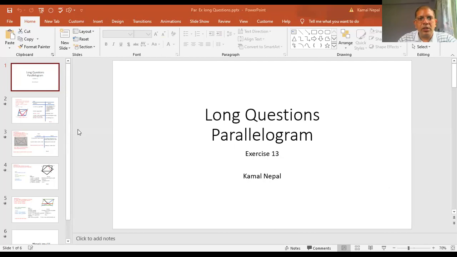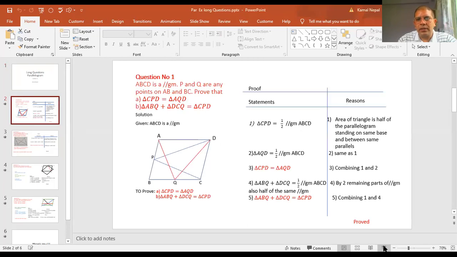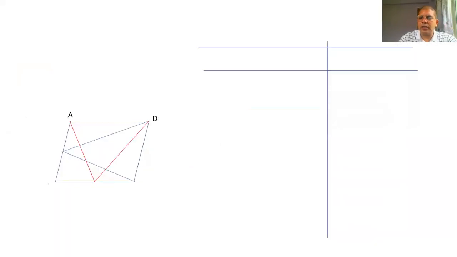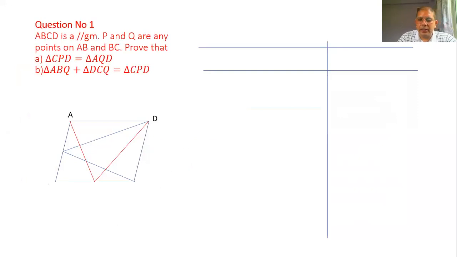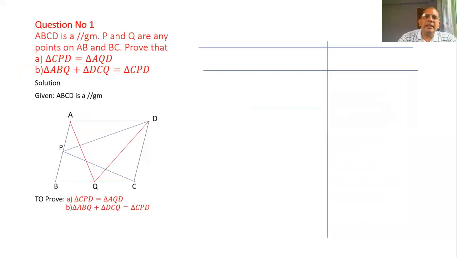These are long questions related to parallelogram. Now first I want to start question number 1. In question number 1, ABCD is a parallelogram. You can observe in your figure ABCD is a parallelogram. P and Q are any points on AB and BC. Then we need to prove that triangle CPD is equal to triangle AQD.